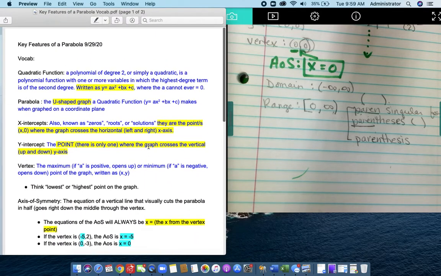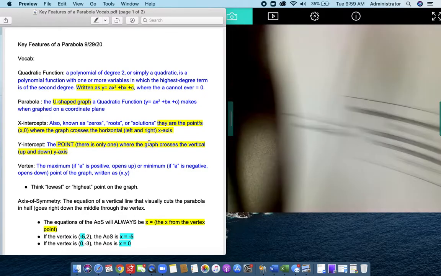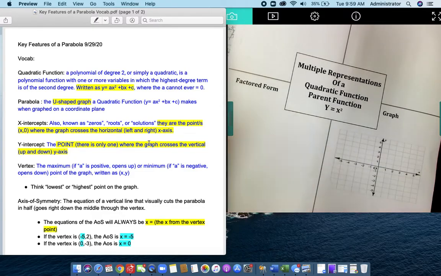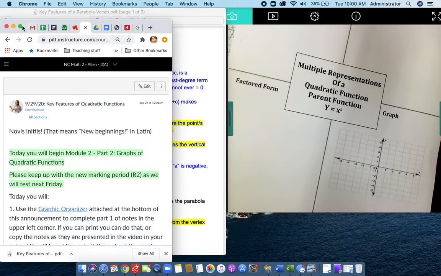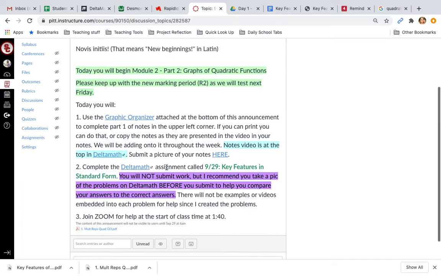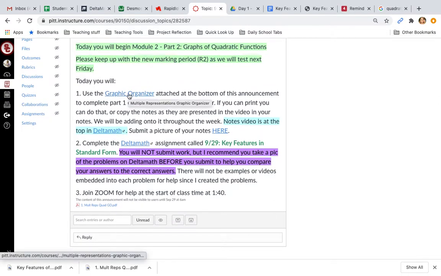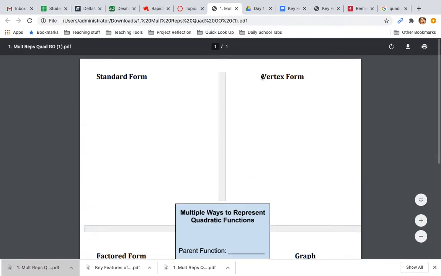Like I said, feel free to stop this, rewind it, re-listen, whatever you need to. But I'm going to now switch over and we're going to do another example. But there was a graphic organizer on your assignment today. So on your announcement for today, it said use the graphic organizer attached. If you click on it, it might take you to another page, but I actually have it attached right here. So if you want to print it, you may. Mine downloads it, and then I can just hit print if you have that capability.